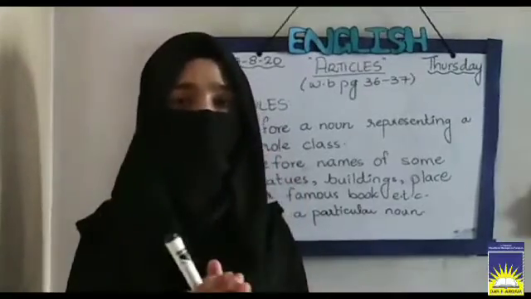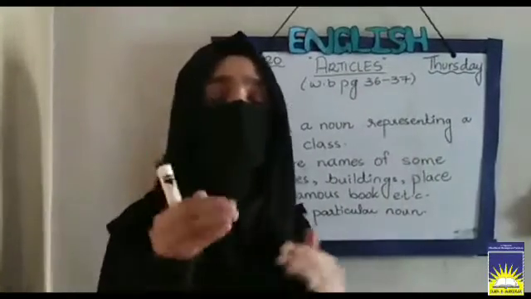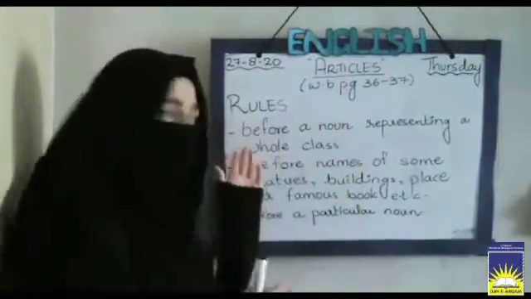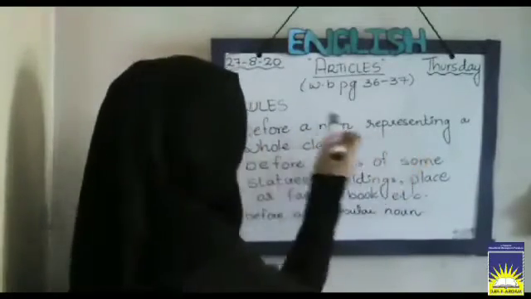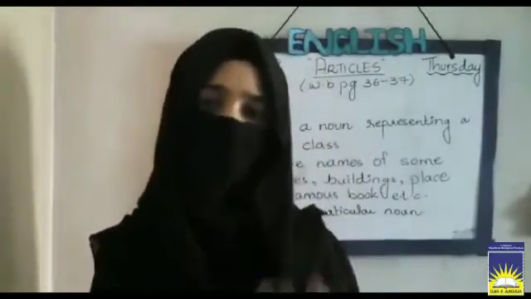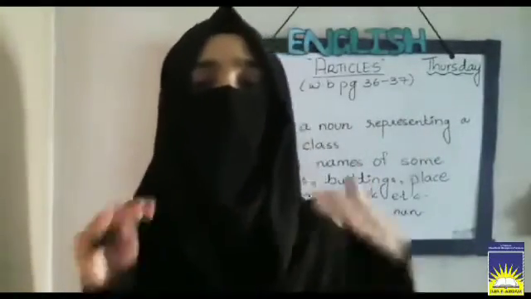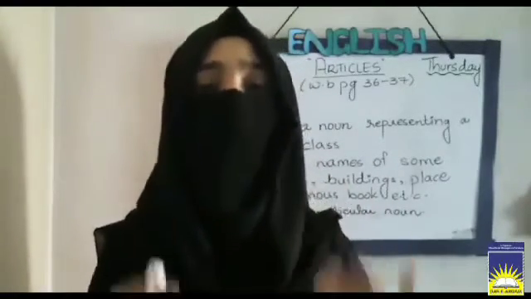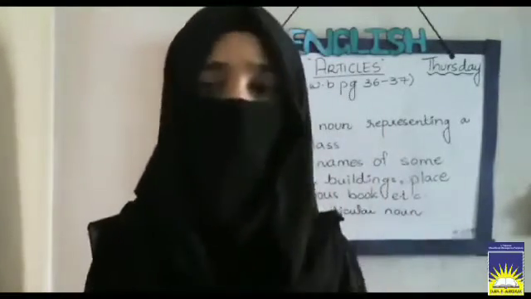But before telling you the rules, I am telling you that it is given on page number 36 and 37 in your workbook. So the number one rule is: the is used before a noun representing a whole class. What does it mean? In a sentence, if a noun is representing the whole class, it means we are not talking about a particular noun, but instead we are talking about the whole class. So before that noun we use the.